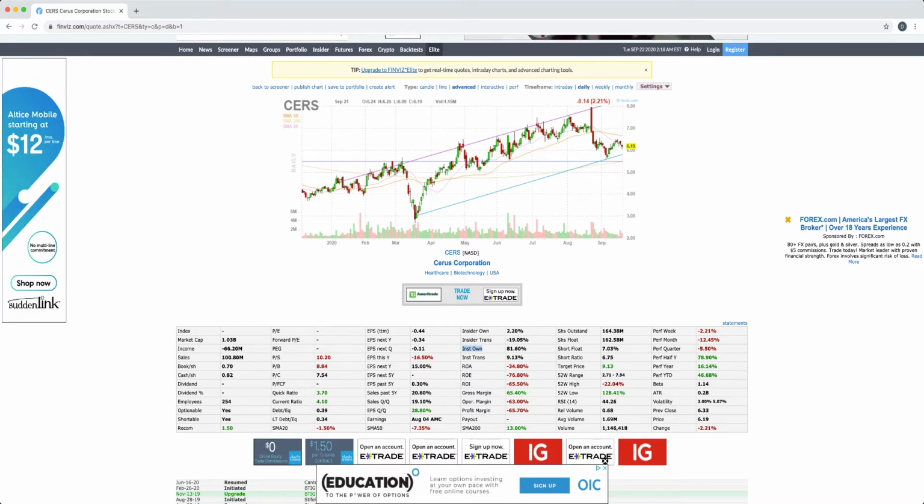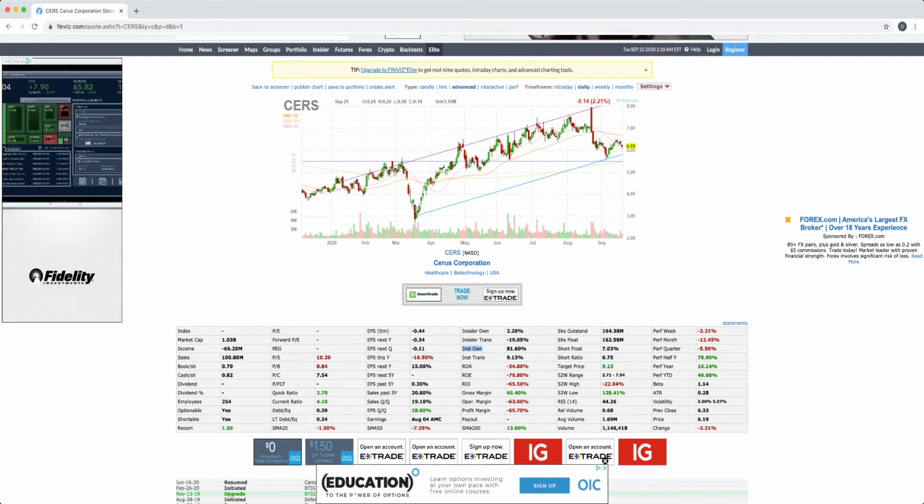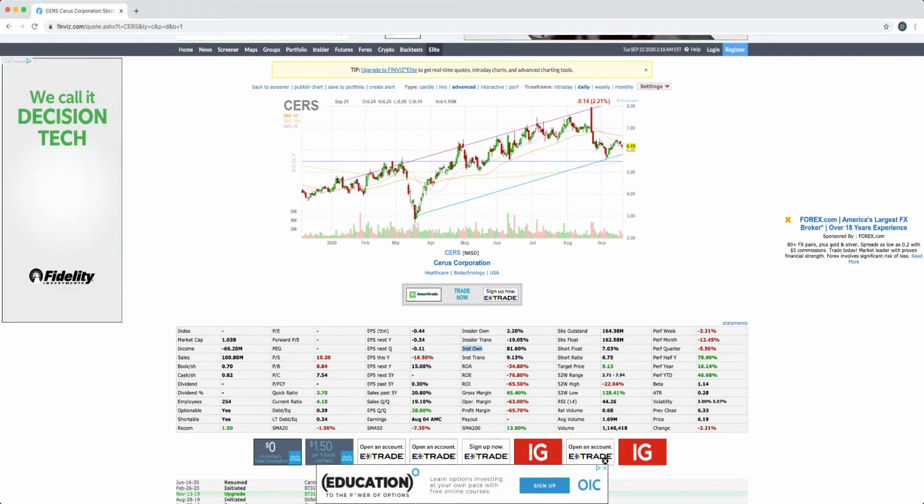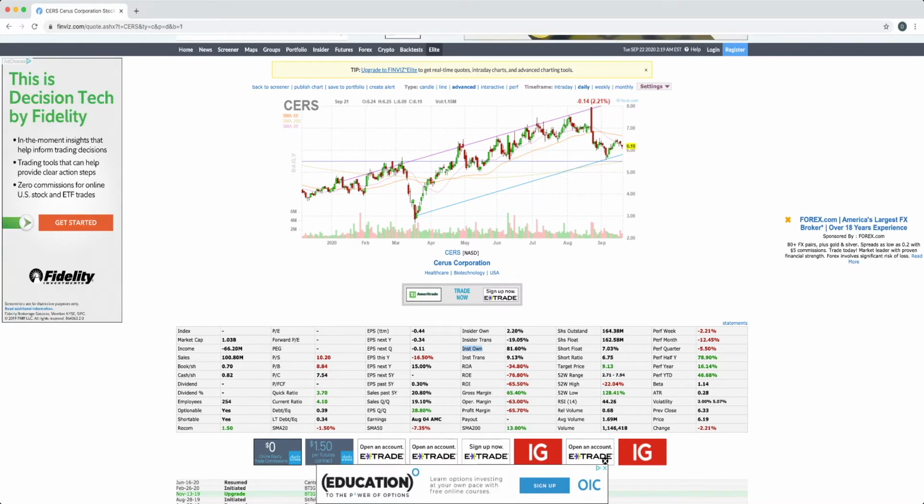The reason I choose institutional ownership is because you have to remember these are big money corporations and they're not going to buy a bunch of junk. So they obviously have a lot of good reason to be there.